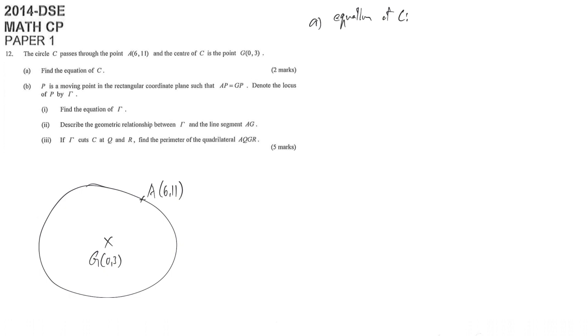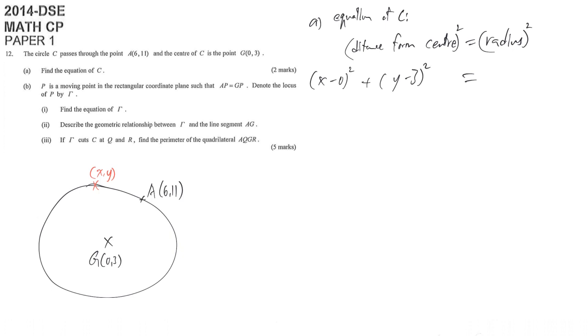the criterion of a circle is the distance from the center is equal to the radius. So in your brain, you should create a general point to represent all the points in this circle. For simplicity, we consider the whole thing squared so that we don't need to care about the square roots. So here is (x minus 0) squared plus delta y, that means (y minus 3) squared, is equal to the radius, that means AG squared. So x squared plus (y minus 3) squared, and then here we just need to calculate.